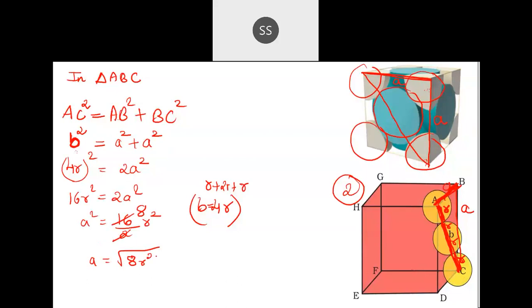So root 8 R square will be how much? Root 8 R square will be this. I can still simplify. It is 2 into 4 R square. So 2 doesn't have any root.